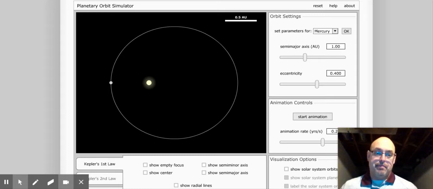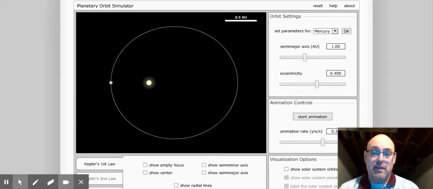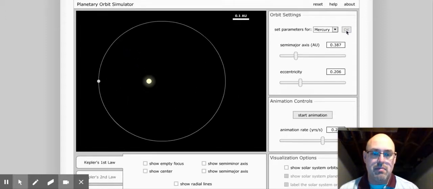Hi, guys. Heard you guys are having problems with the simulator, so I'm going to walk through what you would have seen if you were able to do it to help you understand the concept of planetary orbits and ellipses. So I'm going to start. It says we're going to click on Mercury. I'm going to click OK. Boom. Okay, there is Mercury.